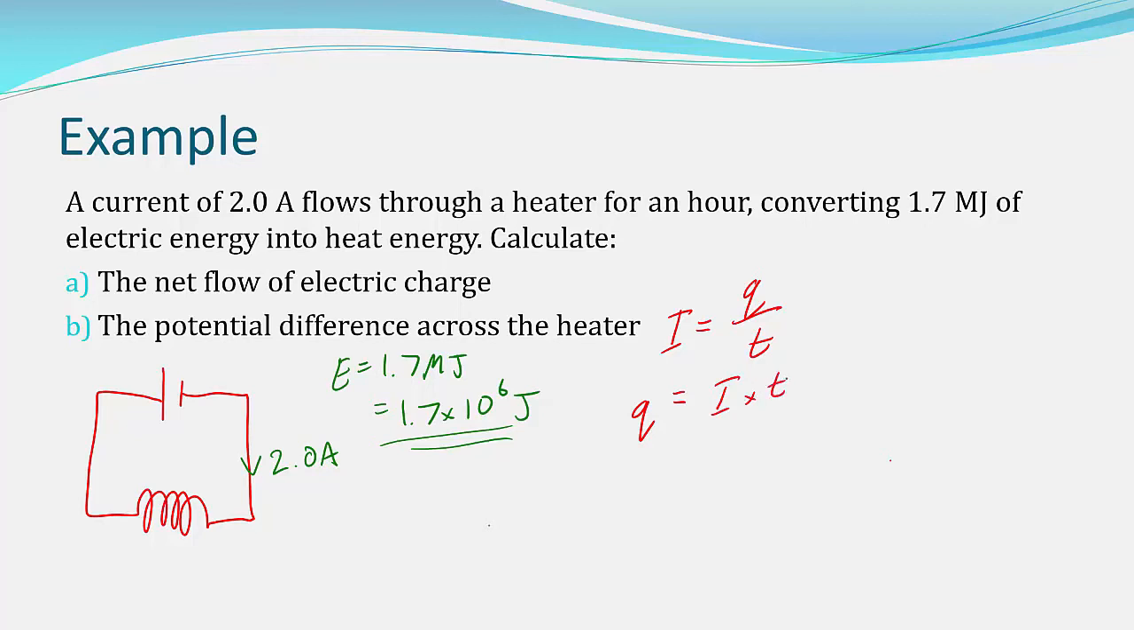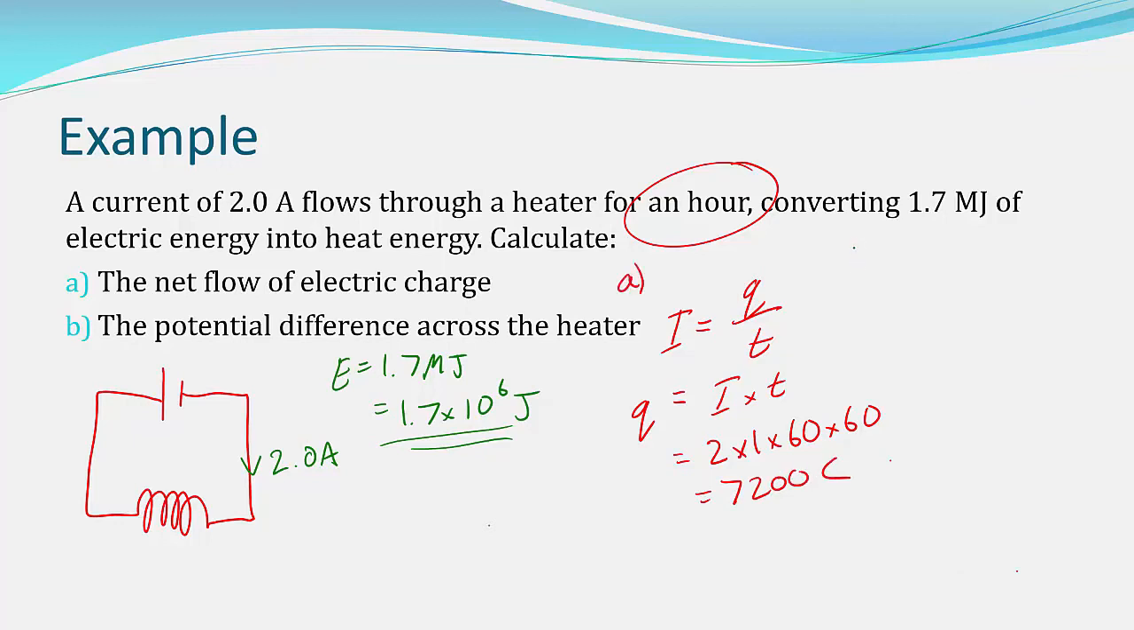So to figure out how much charge I've got, I just get that current, which is 2 amps, and I multiply it by the length of time that it's been happening. And that says for an hour. So if it's happening for an hour, it would be 1 times 60 times 60. So 1 hour times 60 minutes and 60 seconds. And what you should get is 7,200 coulombs.